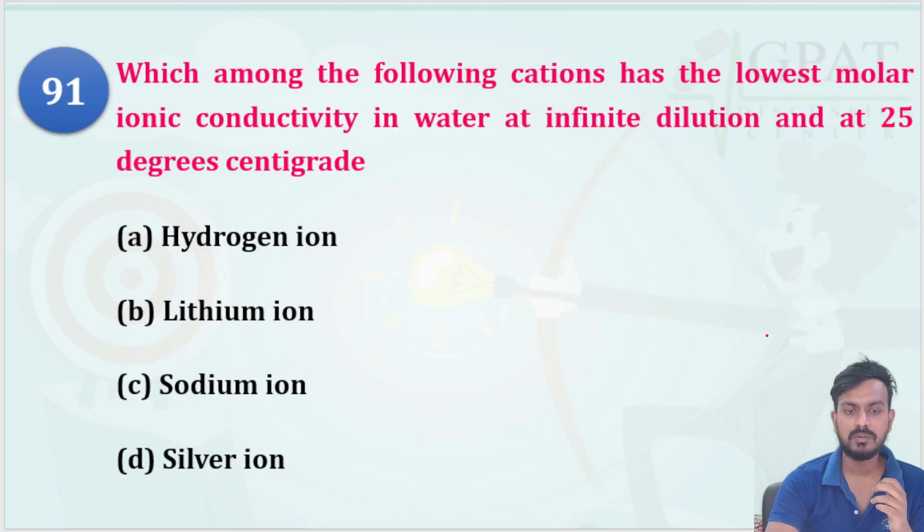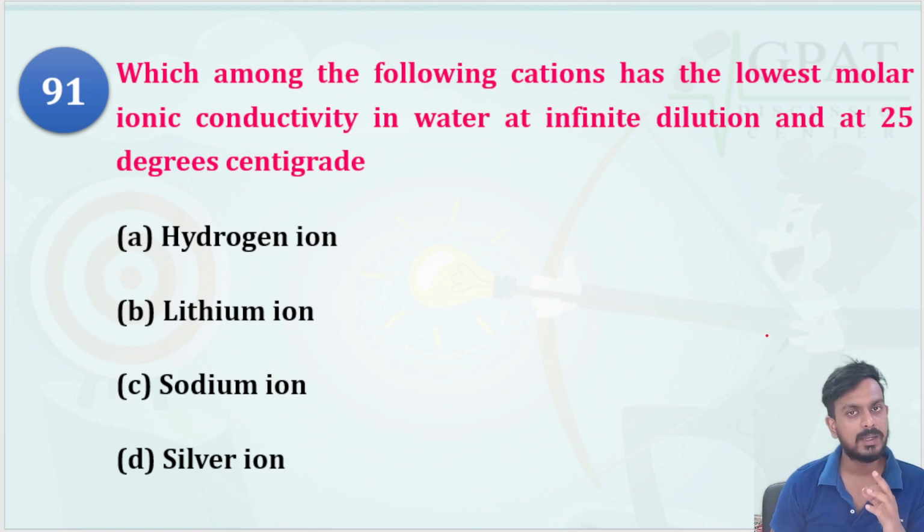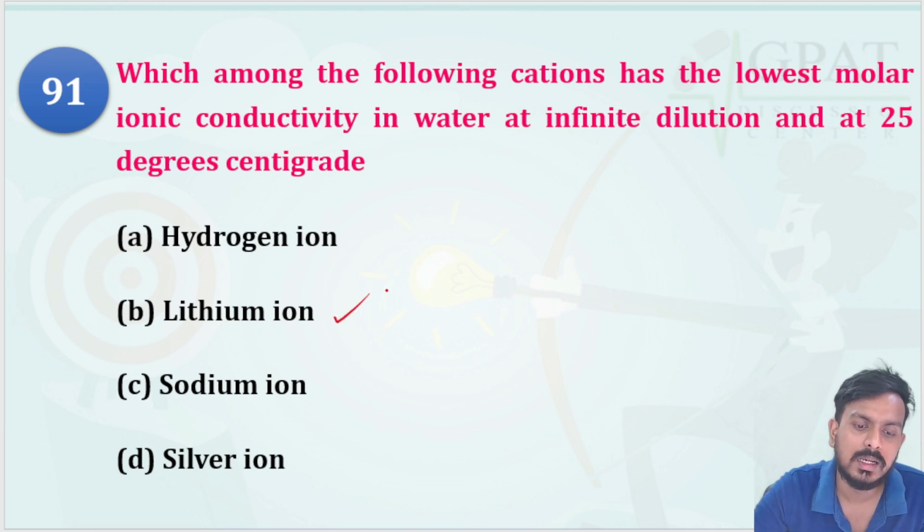Okay. So moving to the next question. Which among the following cations has the lowest molar ionic conductivity in water at infinite dilution and at 25 degrees centigrade? So here you have two criteria. One is 25 degrees centigrade, the temperature of the water, and the lowest molar ionic conductivity in water. So which cation will show this? Your options are hydrogen ion, lithium ion, sodium ion, or silver ion. So which has the lowest ionic conductivity? The correct answer will be lithium ion.